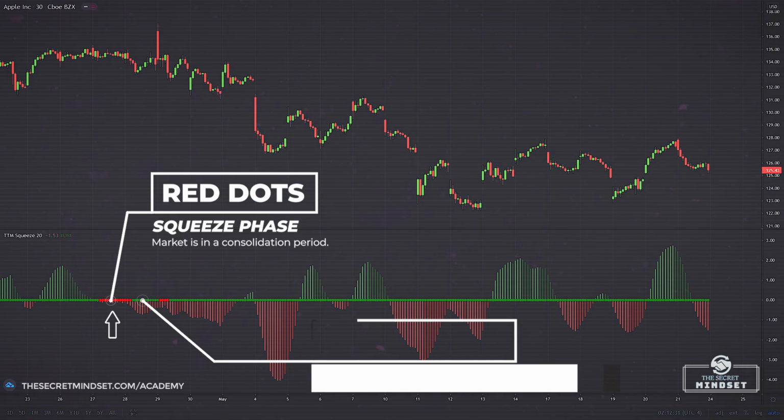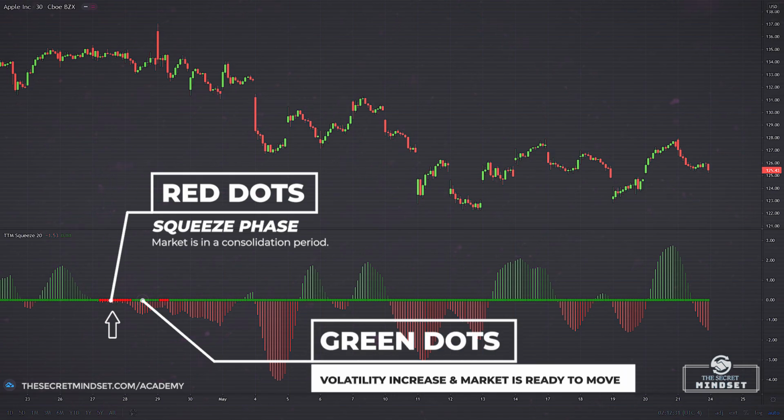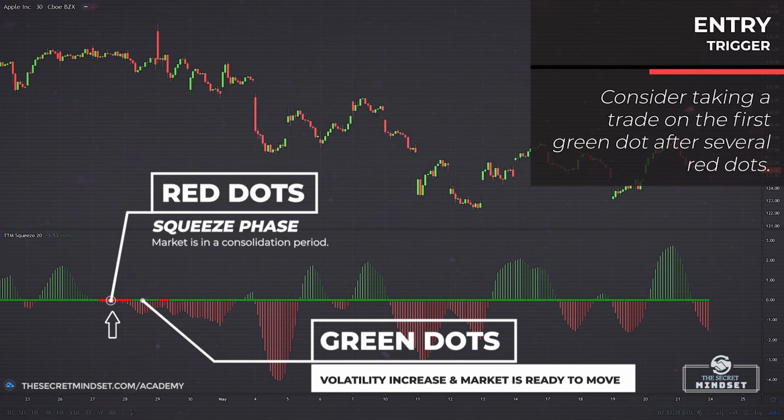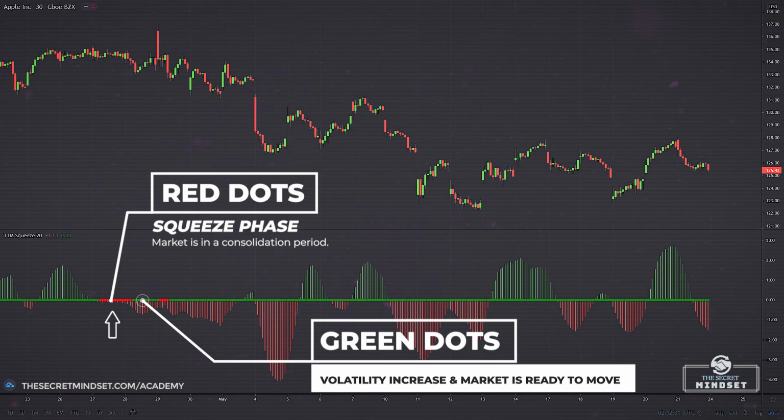However, if we finally spot a green dot after a series of red dots in the middle line, this means that the market is finally ready to move, and it will most likely do it in a somewhat aggressive way because volatility increases and the Bollinger bands expand until they are outside of the Keltner channel. The author of the indicator recommends taking a trade on the first green dot after one or more red dots. But the question that remains is, in which direction will the market move?